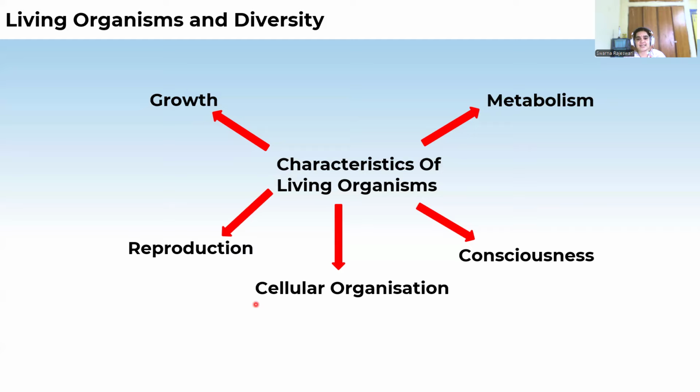Then cellular organization. When we see cellular organization, the cells are organized: cells form tissues, tissues form organs, organs form the organism, and so on. This is called cellular organization, and it is also one of the characters of the organism. Then metabolism, which is also an important character, and which we will explain in the coming slides. And the last one is consciousness. All these are important characters to say that the organism has life.